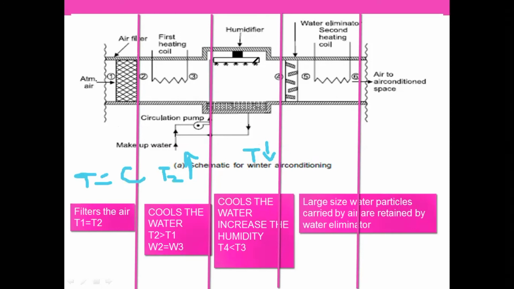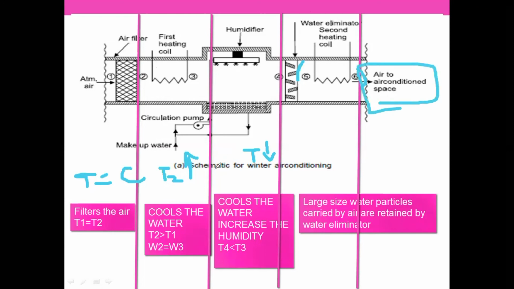Why do we have to increase the humidity here? Because we have to use a heating coil here. Whenever the temperature increases, its humidity value also slightly decreases in some cases. So that is why we have to use a humidifier. The next it will be moved to the water eliminator, where large size water particles carried by the air are retained. The next we will once again heat, that is the second heater. Then it will move on to the conditioned space.